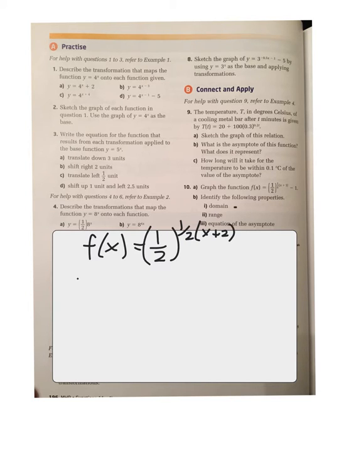Says what's the domain? Well, the domain is going to be fairly easy. Domain is going to be all real numbers.